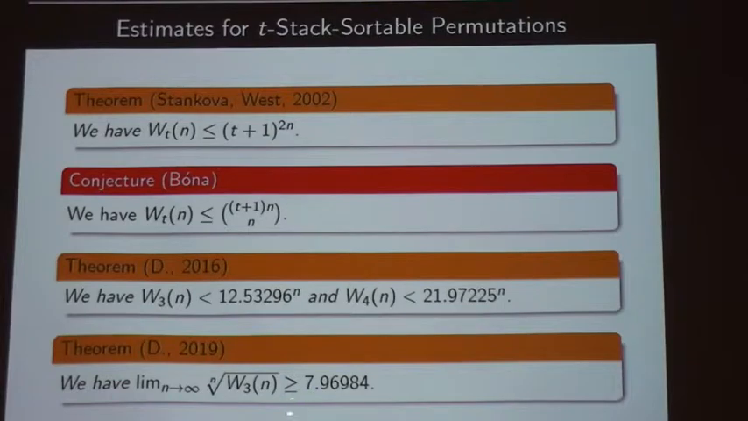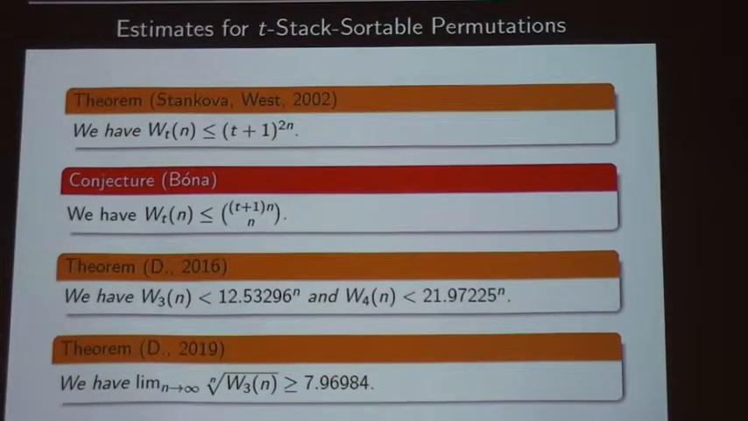So basically what this is saying is that the number of 3-stack sortable permutations of length n grows like some constant to the power of n, and that constant is at least roughly 7.97. That's basically what this is saying. So for t equals 1 it's 4, and for t equals 2, it's 6.75.